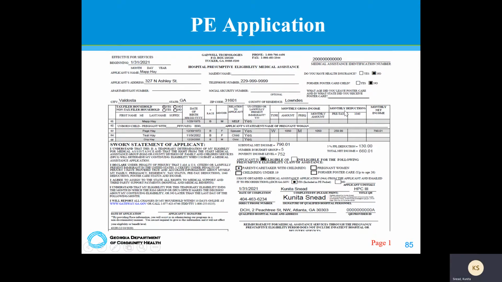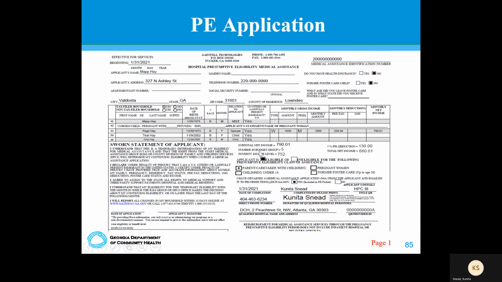For the deduction, she had that pre-tax dental insurance. Remember, we had to convert that $60 to a monthly amount, and once we multiplied it out by that 4.3333, we got $259.99. So that's what goes right here in your pre-tax field. And remember, if they have a pre-tax or 1040 deduction, you subtract that from the monthly amount. And once we subtracted that, the income comes out to be $790.01.